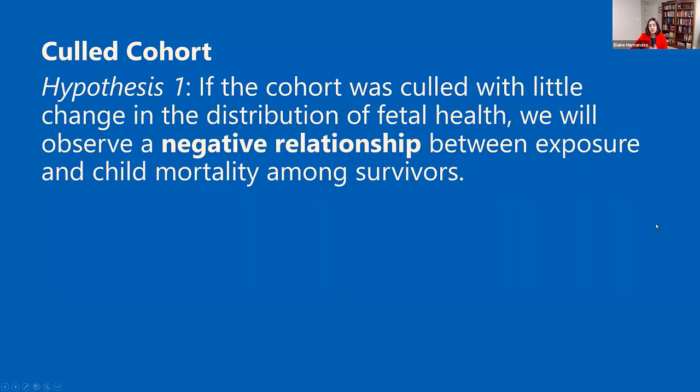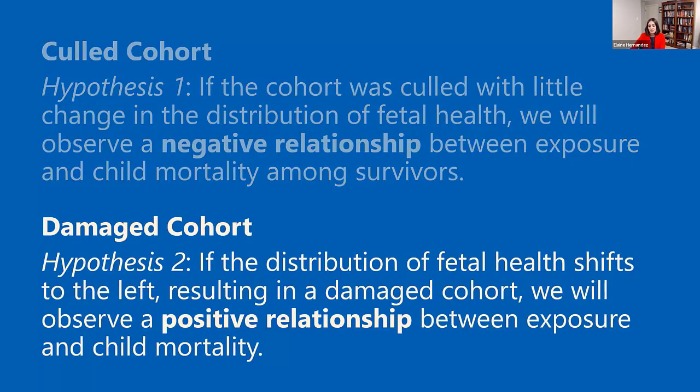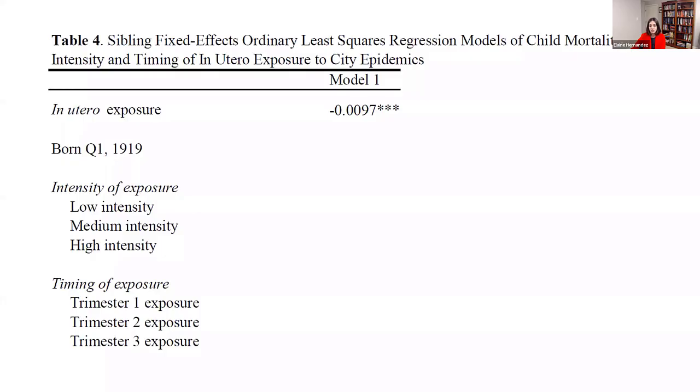So again, just to orient you and return to our hypotheses, if the cohort was culled with little change in that distribution, and we just end up with the thresholds moving to the middle of the distribution, we're going to observe a negative relationship. On the other hand, if the entire distribution shifts to the lower end, we're going to have a damaged cohort, and we're going to be more likely to observe child mortality among that cohort. So what do we find?